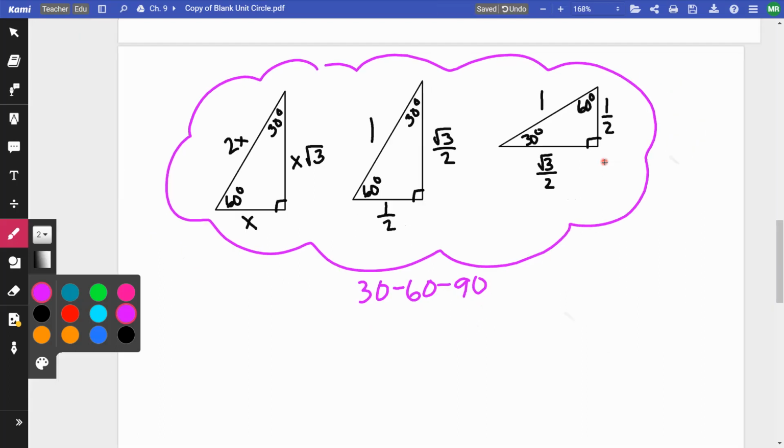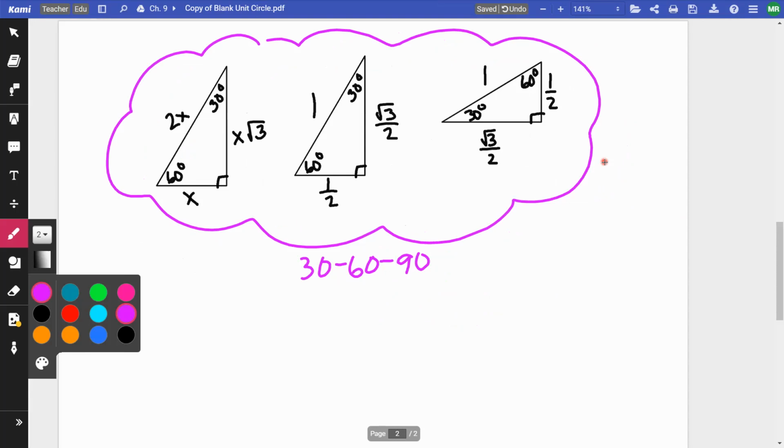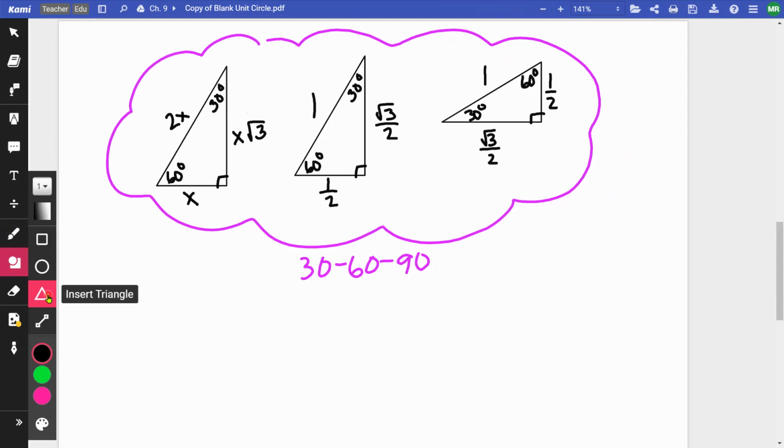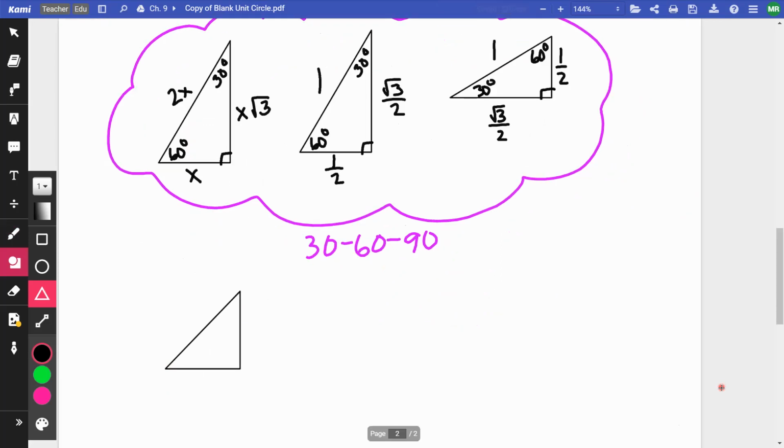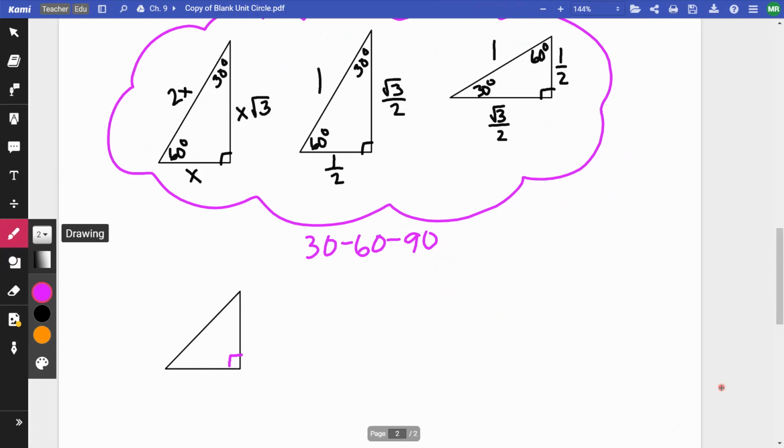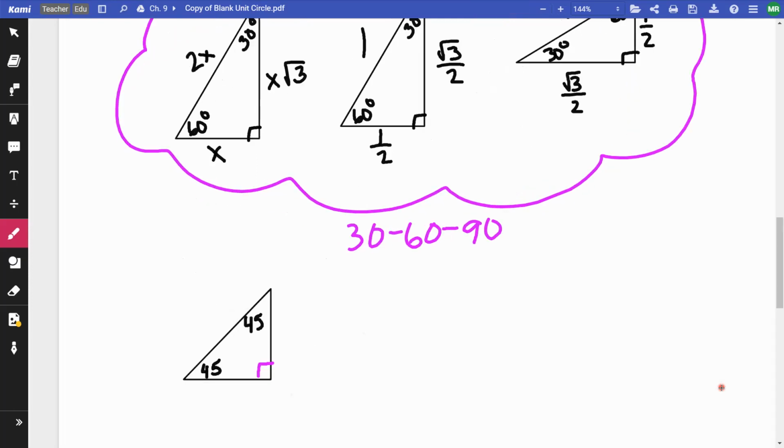I'm going to now just real quick talk about a 45-45. So I'm going to grab another triangle and make it a 45. It doesn't have to be perfectly a 45. So let's say there's my 45. If it's 45 degrees here, it has to also be 45 degrees here because of that 90.